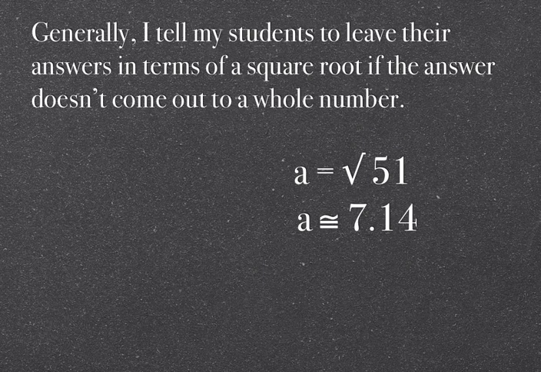Now, generally I tell my students to leave their answers in terms of the square root, if the answer doesn't come out to a whole number. So my students would have the square root of 51 as an answer, but it is perfectly acceptable to have an answer that is approximately 7.14.